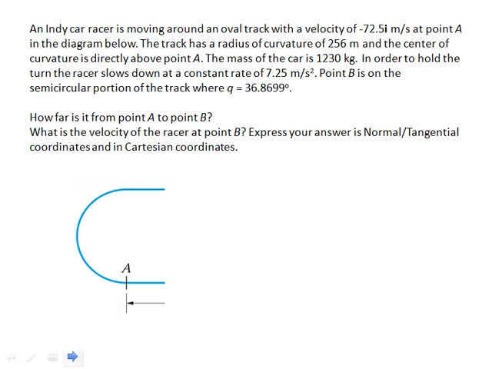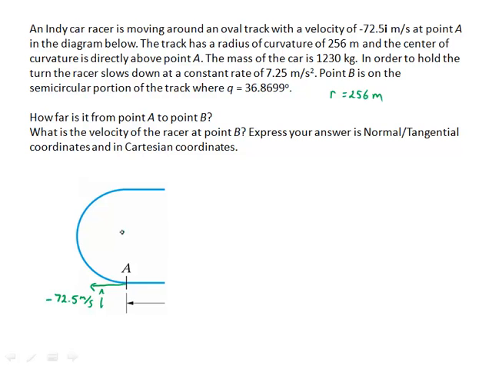Okay, this problem was part of your in-class group quiz. So we have an Indy car racer. We know that the velocity of the car racer is 72.5 meters per second to the left. That's where the minus sign is. That's in the I direction, and that's at point A. And it moves around the track. The track has a radius of curvature, 256 meters.